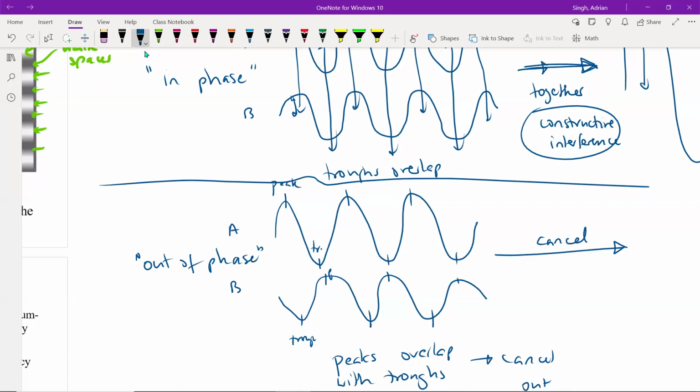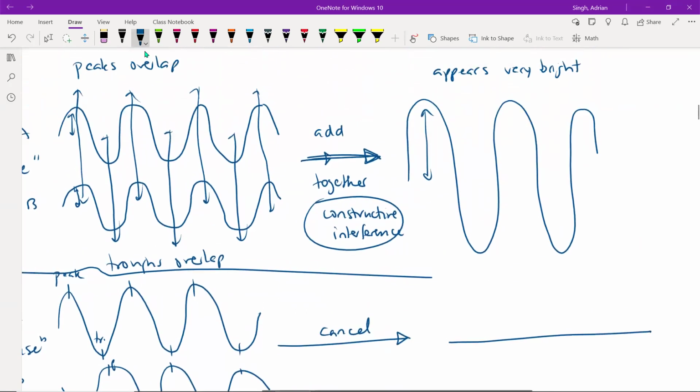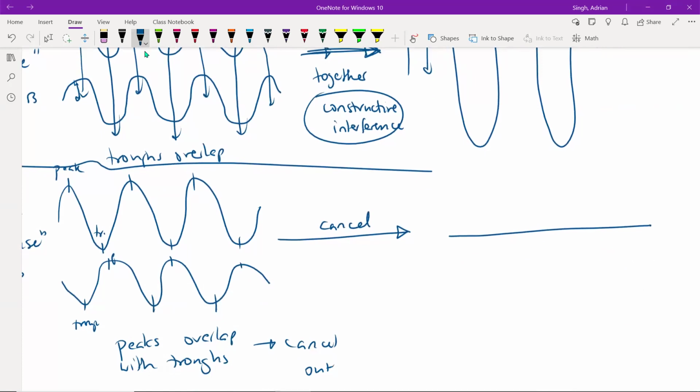And what do you think that resulting wave would look like? Well, it actually looks just like a straight line. There isn't any peak or trough. By all intents and purposes, we have destroyed both of those waves, because the peak cancels out the trough and the trough cancels out the peak. So we have what's known as destructive interference. And you can probably guess what destructive interference would look like. It would appear dark.